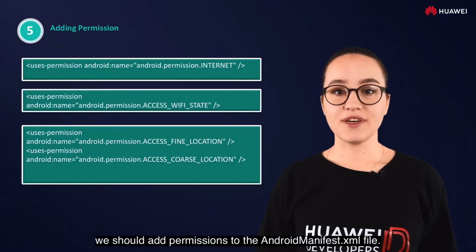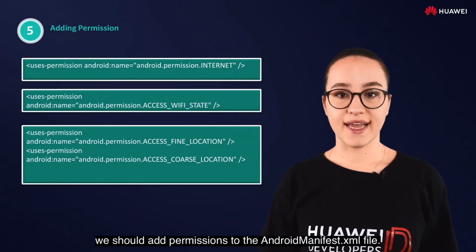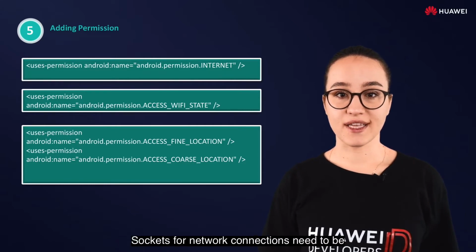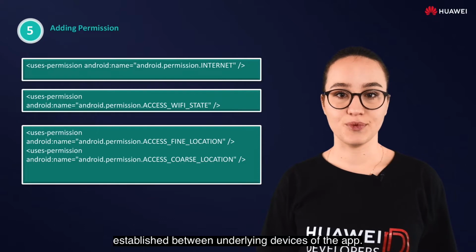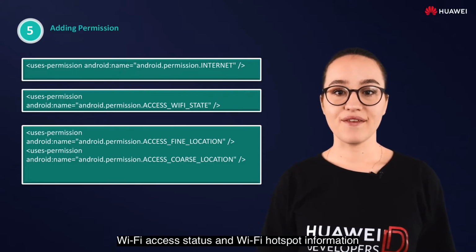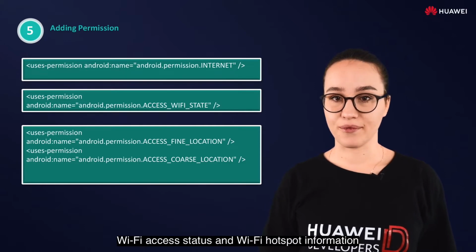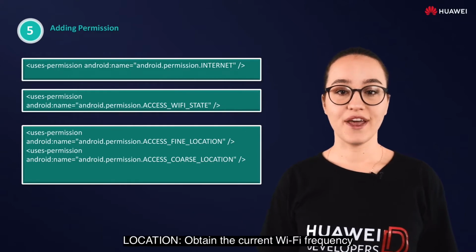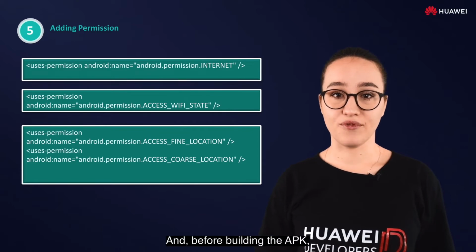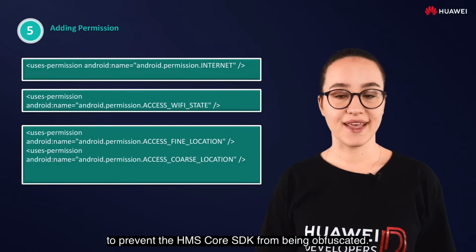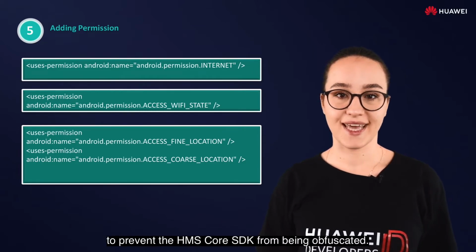Third step, we should add permissions to the AndroidManifest.xml file. Internet allows the app to access the internet. Sockets for network connections need to be established between underlying devices of the app. Wi-Fi state allows the app to obtain the Wi-Fi access status and Wi-Fi hotspot information to determine whether the device is connected to a Wi-Fi network. Location obtains the current Wi-Fi frequency information of the device. Before building the APK, configure the obfuscation configuration file to prevent the HMS Core SDK from being obfuscated.